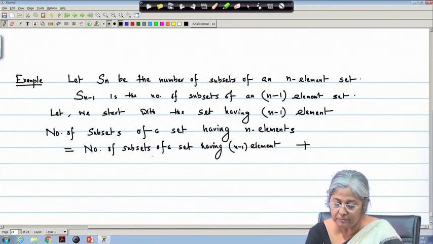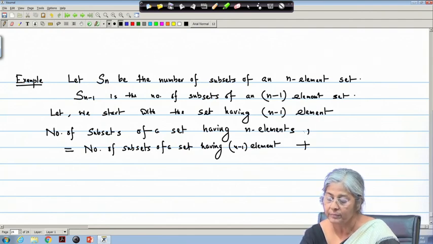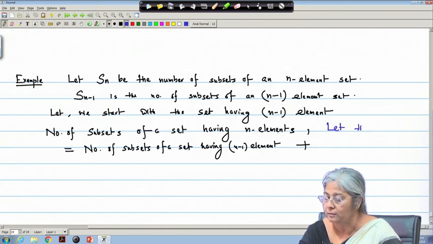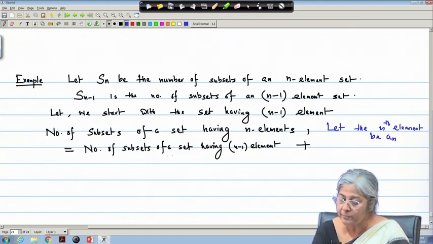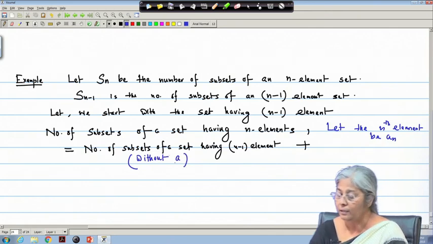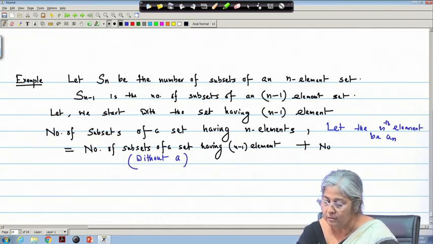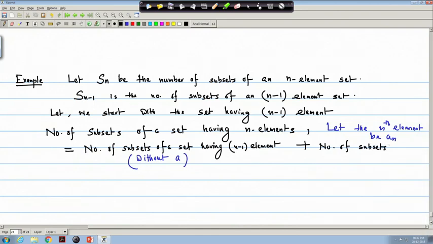That means, if I let the nth element be A, then the number of subsets of a set having n minus 1 elements is without A, and here I can write the number of subsets of a set having n minus 1 elements with A.